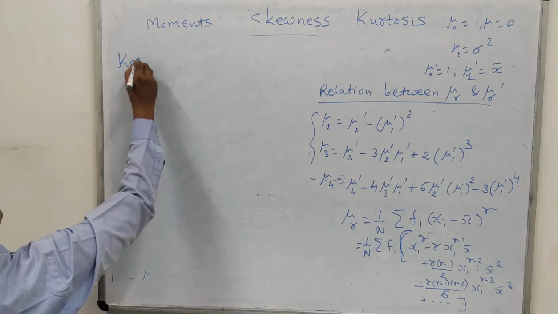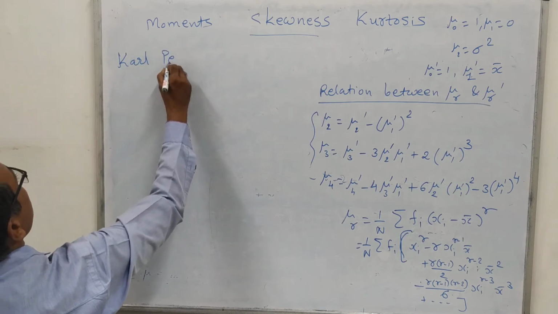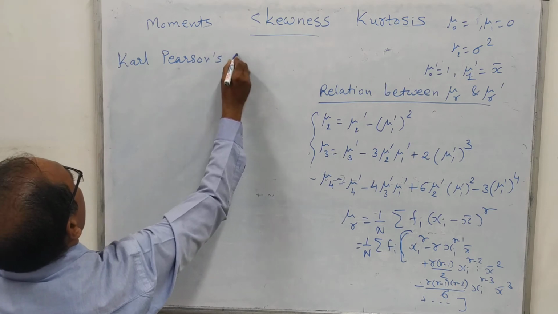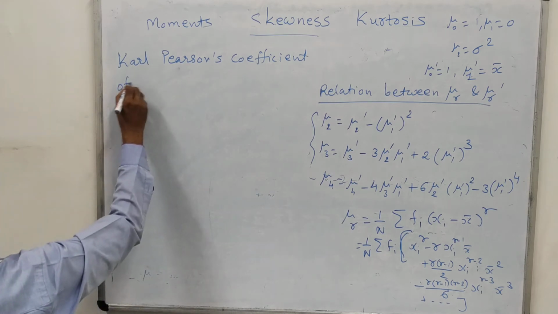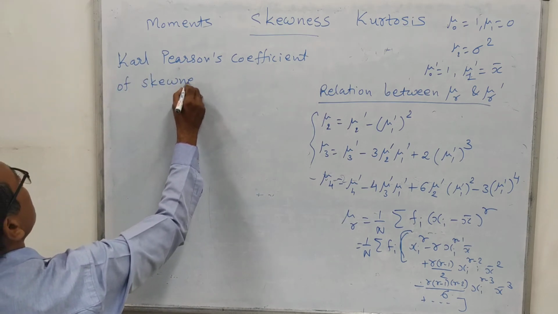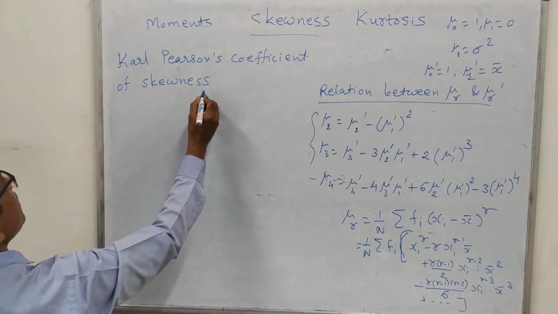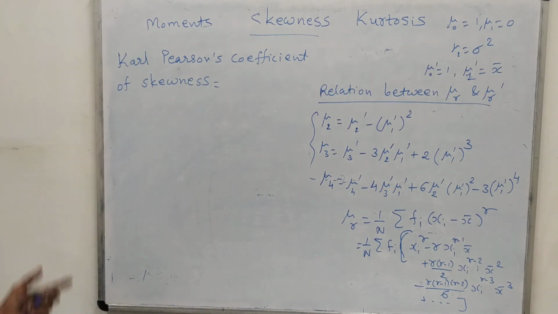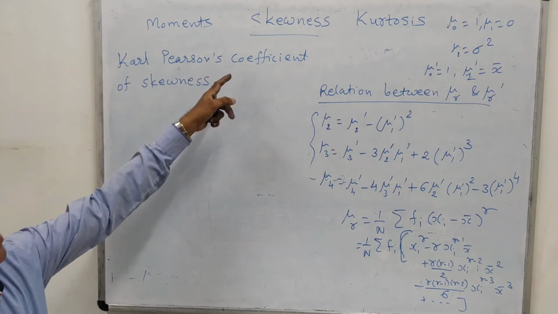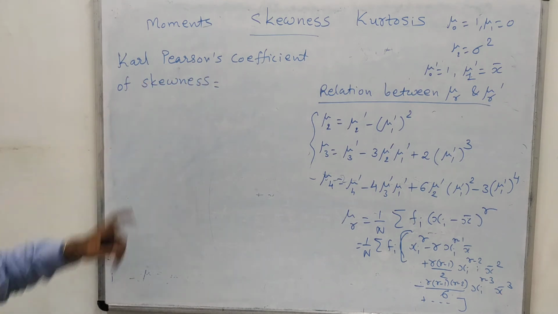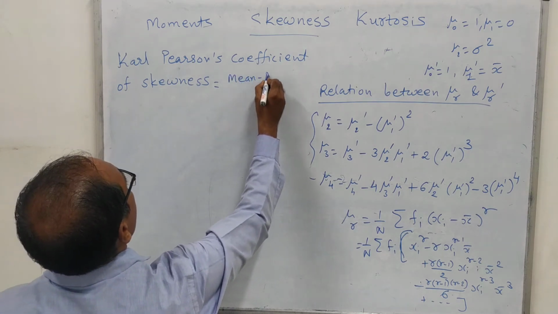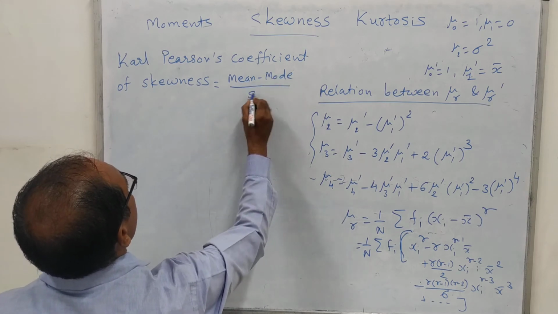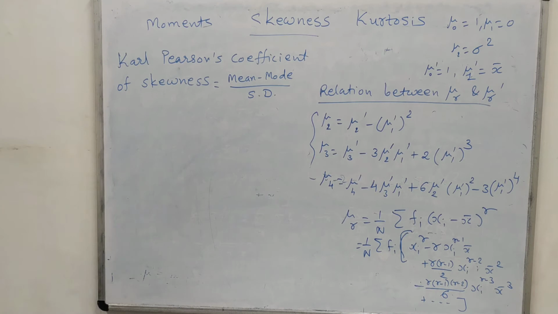Here, this is very simple. Nothing is difficult. Carl Pearson's coefficient of skewness. So in examination, you will be asked to find out Carl Pearson's coefficient of skewness, or if Carl Pearson's name is not used, then it may be asked simply to find out coefficient of skewness. And this you can find out by using mean minus mode divided by standard deviation. So you will require to find out your mean and mode, and then the standard deviation.